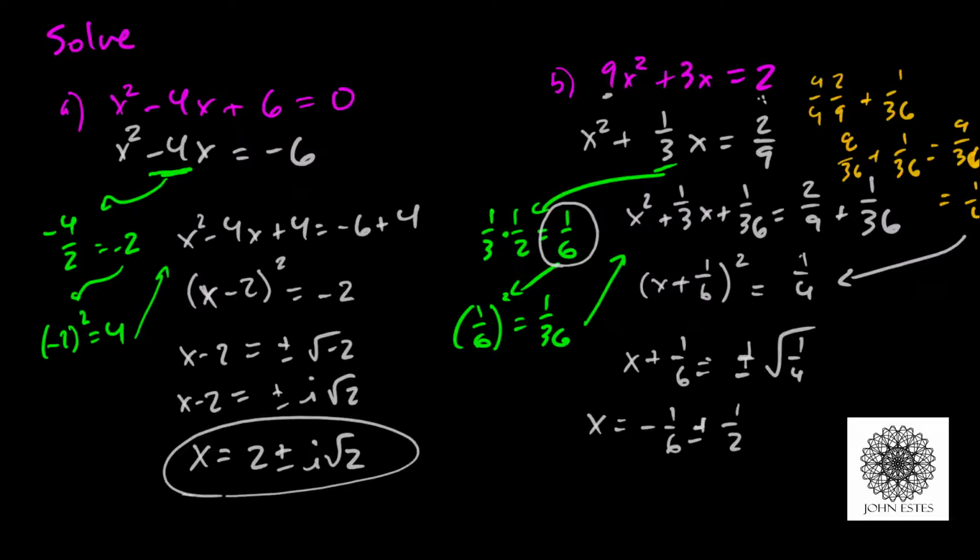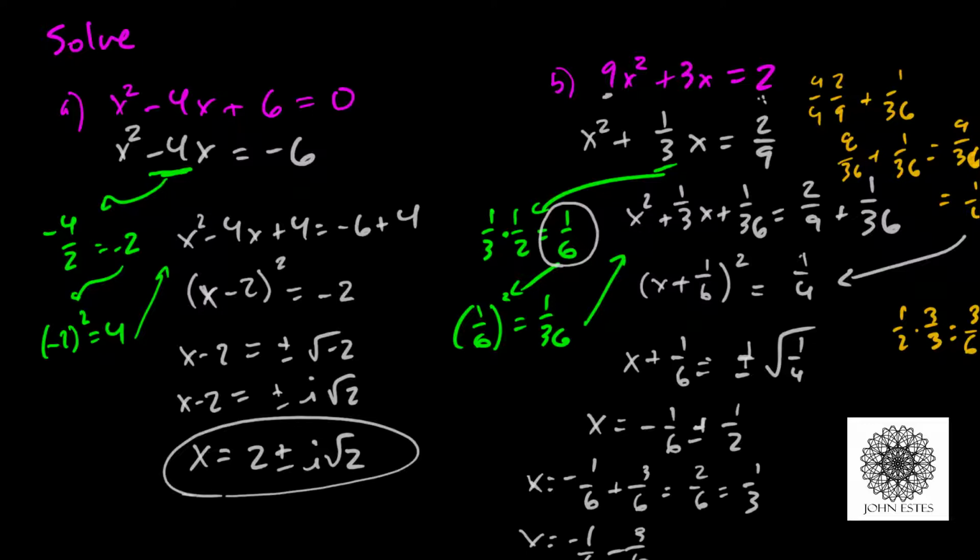Okay, now to add these, I need to convert my 1/2 to sixths. So I'm going to multiply by 3 over 3 to get 3/6. So now I have x equals negative 1/6 plus 3/6, which would give me 2/6 or 1/3. And I have negative 1/6 minus 3/6, which gives me a negative 4/6 or negative 2/3. So there are my solutions, 1/3 and negative 2/3.